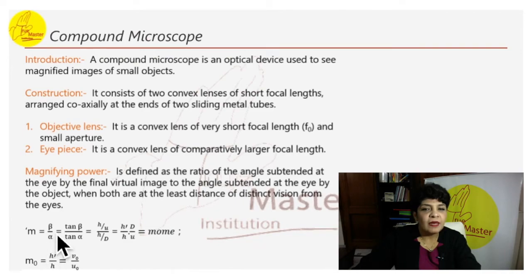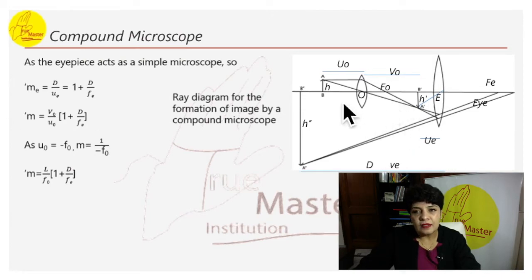Instead of writing beta by alpha, we can write tan beta by tan alpha. You know what tan is, right? So tan beta is equal to H dash by D, and tan alpha is equal to H by D. Where is this value coming from? Which perpendicular and which base? Let's have a look again. So here, see. Okay. So you are getting the values from here.